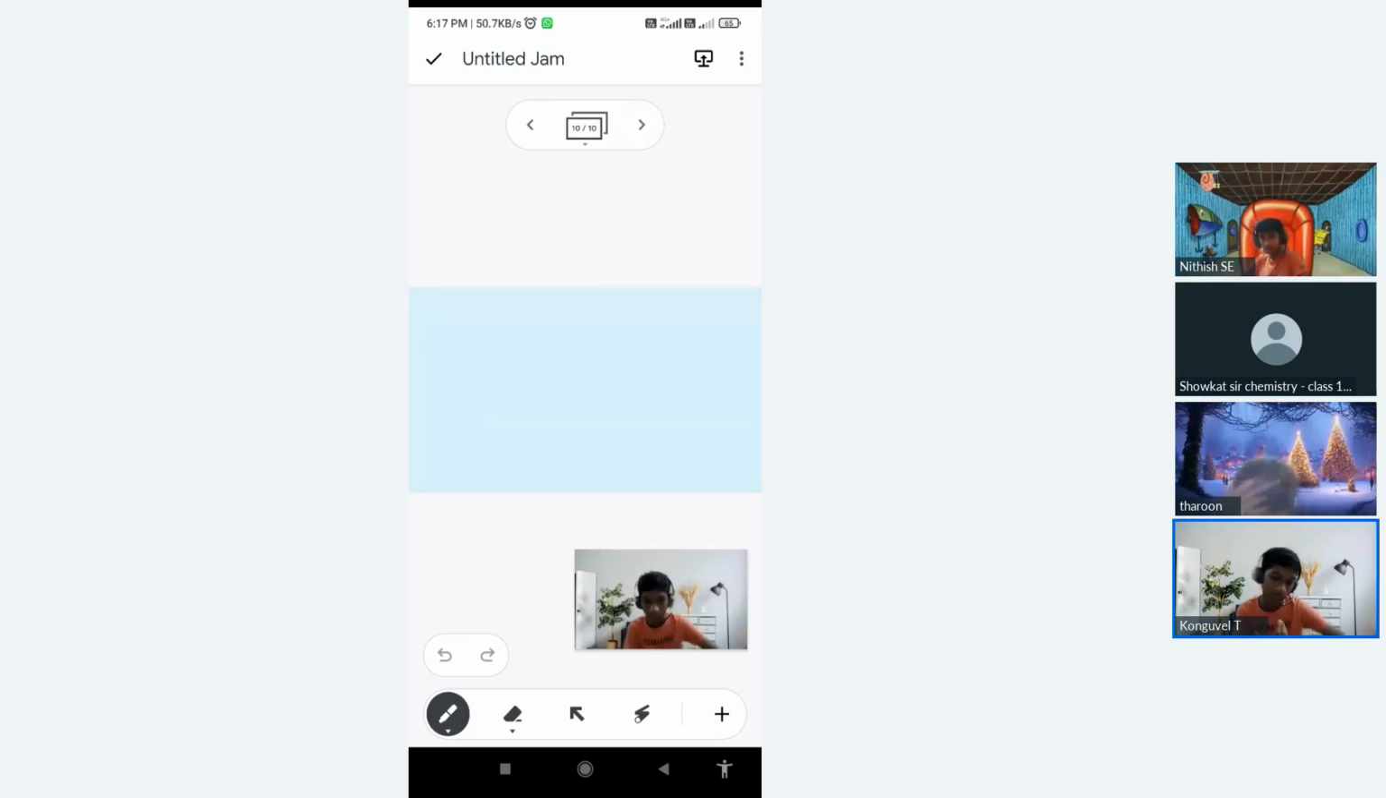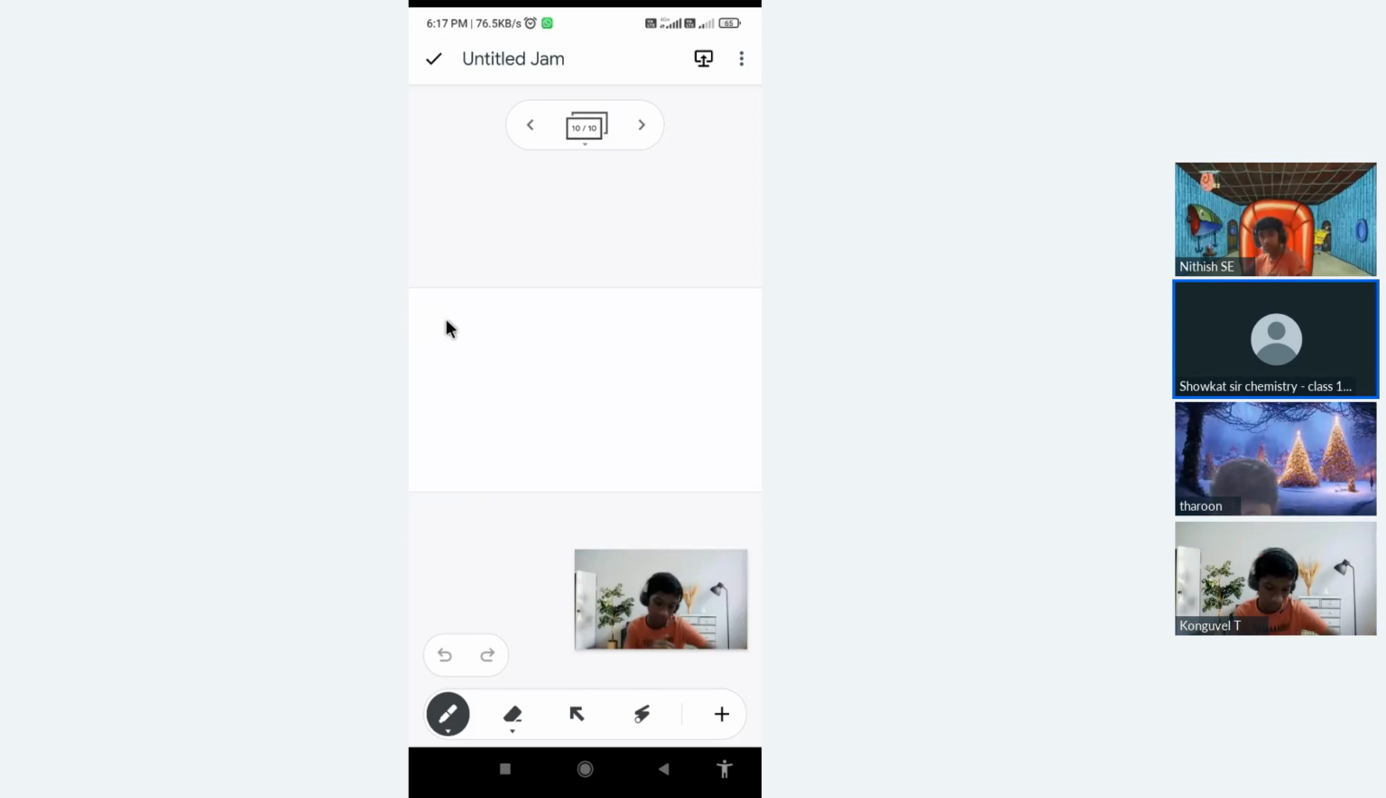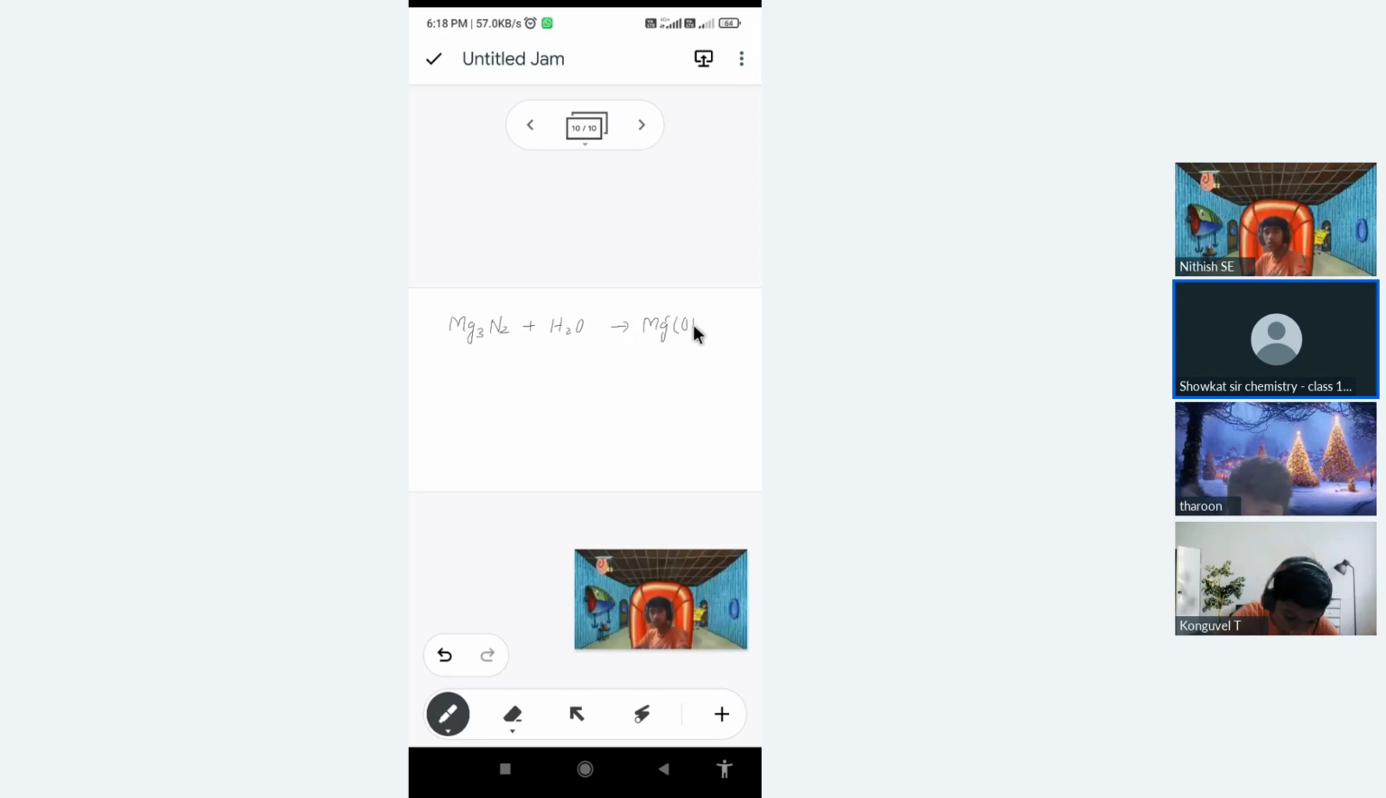Yes, sir. Okay, so if I write an equation like this: magnesium nitride, that is Mg3N2, reacts with water and forms magnesium hydroxide, that is Mg(OH)2, and it also gives you ammonia, that is NH3. Can you balance this equation? Can you try? Yes, sir. Okay, you just try it out.